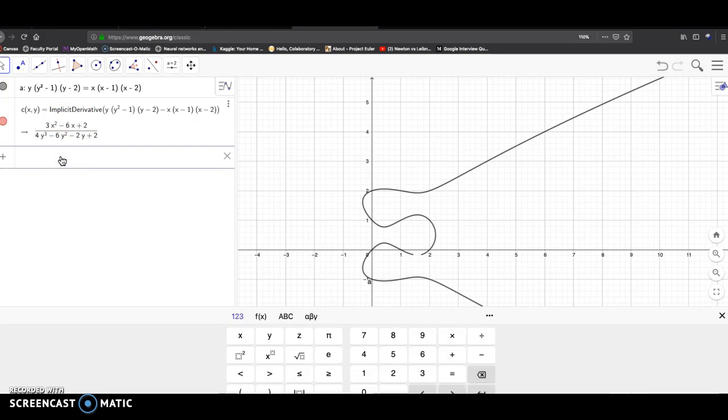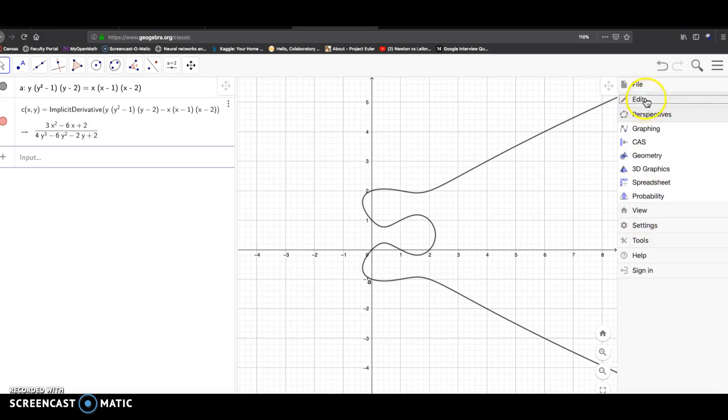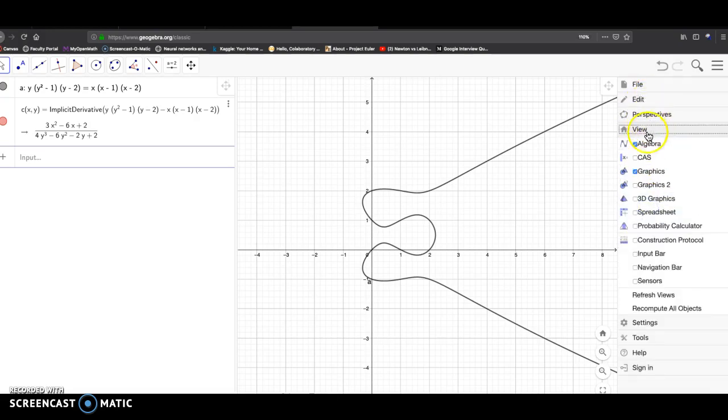Okay, so the other thing I'm going to have you do on this lab, a nice feature of GeoGebra, is the CAS, the computer algebra system. So on the upper right, you want to click these three parallel bars. It gives a list of options over here. And you want to click on the view. You have those different options. Make sure you click on the view option.